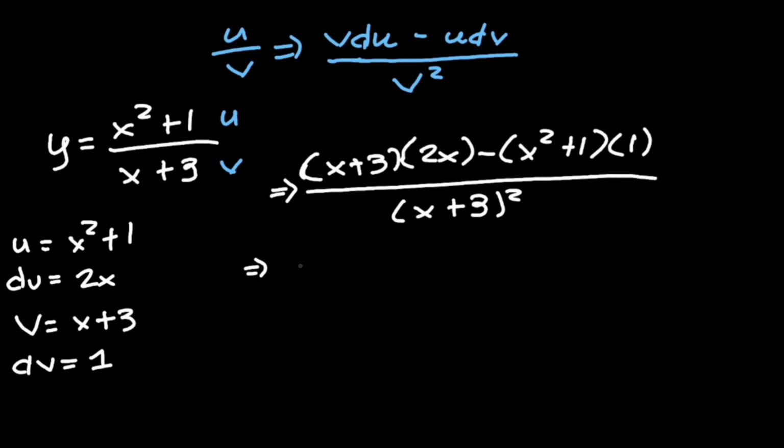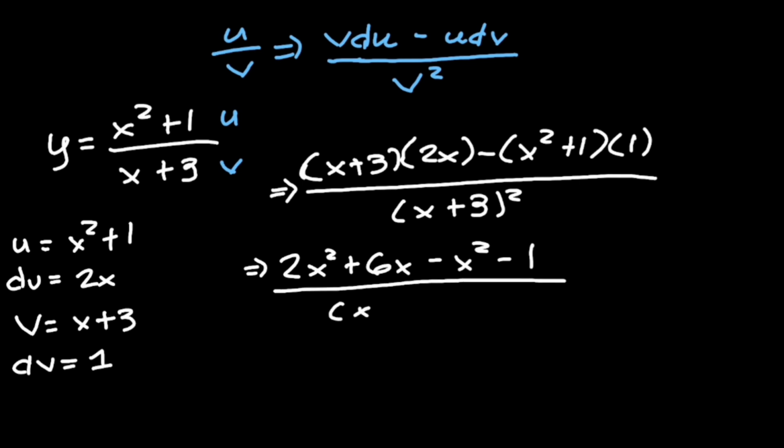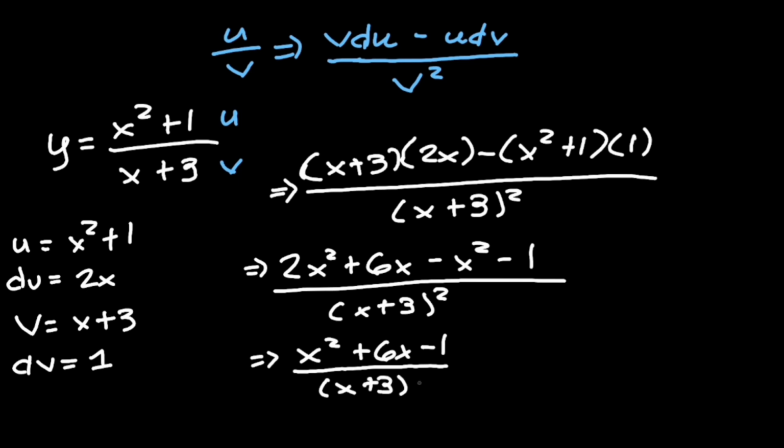Simplify this even further and you will get 2x squared plus 6x minus x squared minus 1 over x plus 3 raised to the power of 2. Simplify this even more and you will get x squared plus 6x minus 1 over x plus 3 raised to the power of 2. That is the answer.